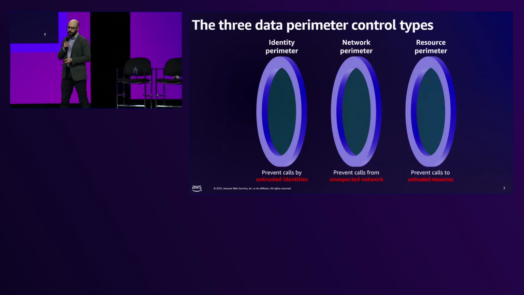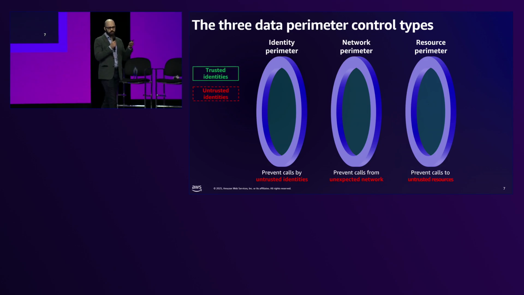So let's now review how data perimeter controls will affect your data access path. You have three types of data perimeter controls. You have identity perimeter controls that will prevent calls by untrusted identities. You have network perimeter controls that prevent calls from unexpected networks. And finally, resource perimeter controls that help you prevent calls to untrusted resources.